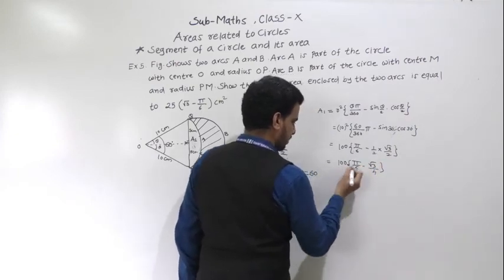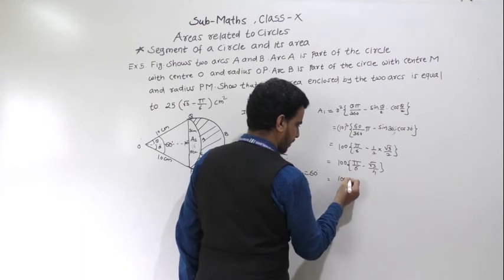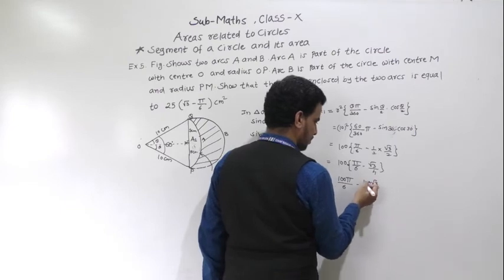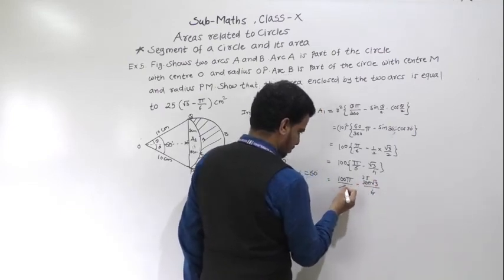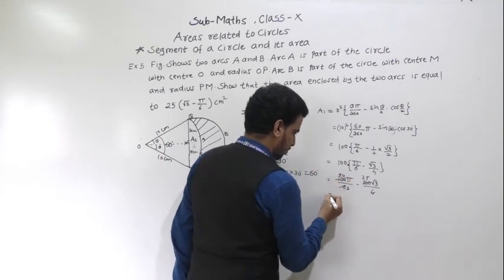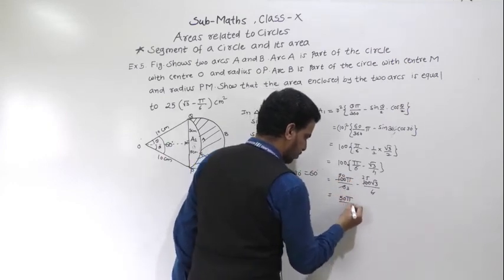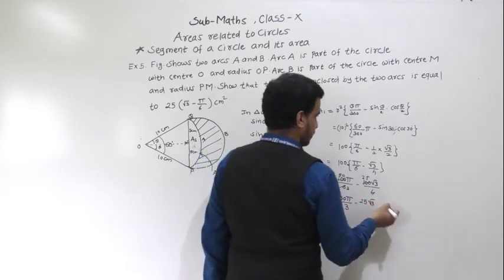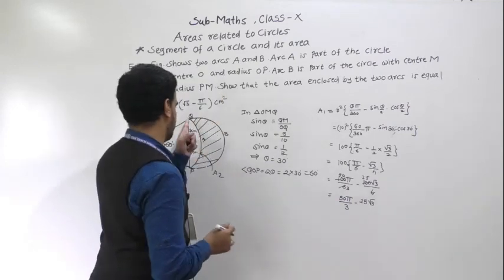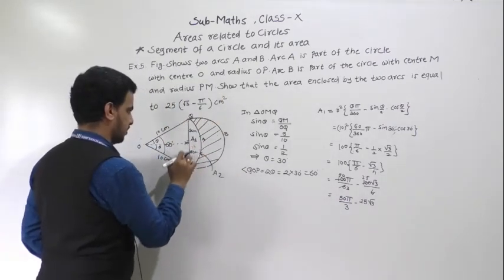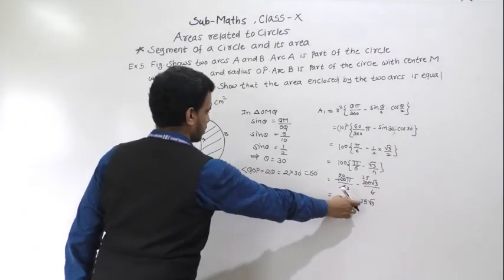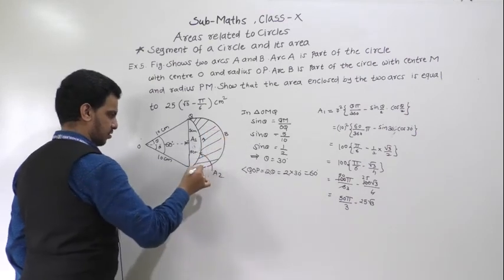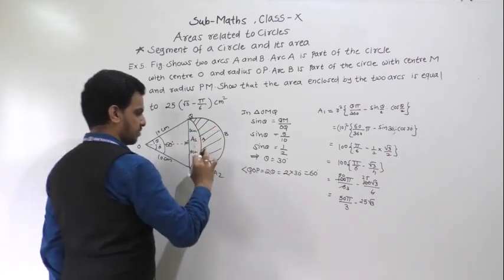Now if you multiply this 100 inside, it is 100 pi upon 6 minus 100 into root 3 upon 4. So it is 25, and 2 3s are 50 pi. If we simplify this, 50 pi upon 3 minus 25 root 3 is the area of this segment. Now we have to find the area of this semicircle, that is part A2.